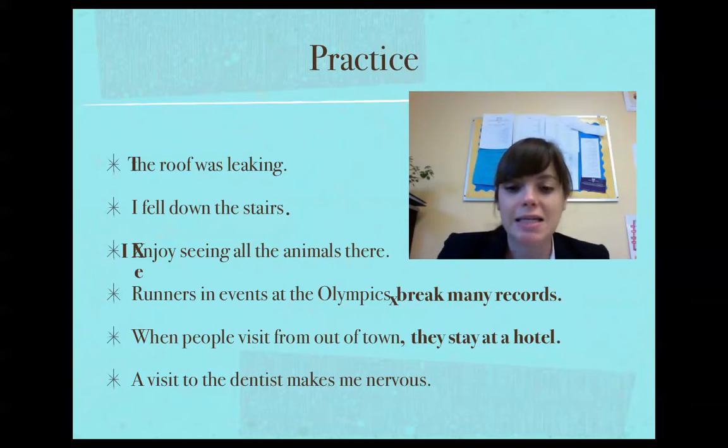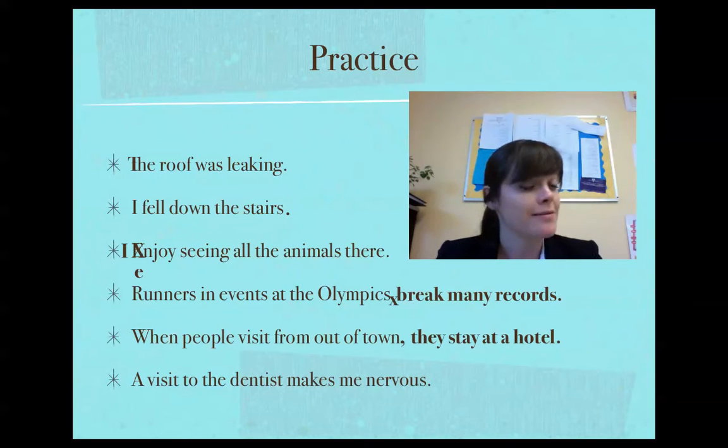A visit to the dentist makes me nervous. So I got a capital A. I got a period at the end. I got a subject, visit. And I have a verb, makes. I didn't start with any of my cliffhanger words, so I don't have to worry about a complete thought. So this one is a complete sentence. We don't need to do anything to it.